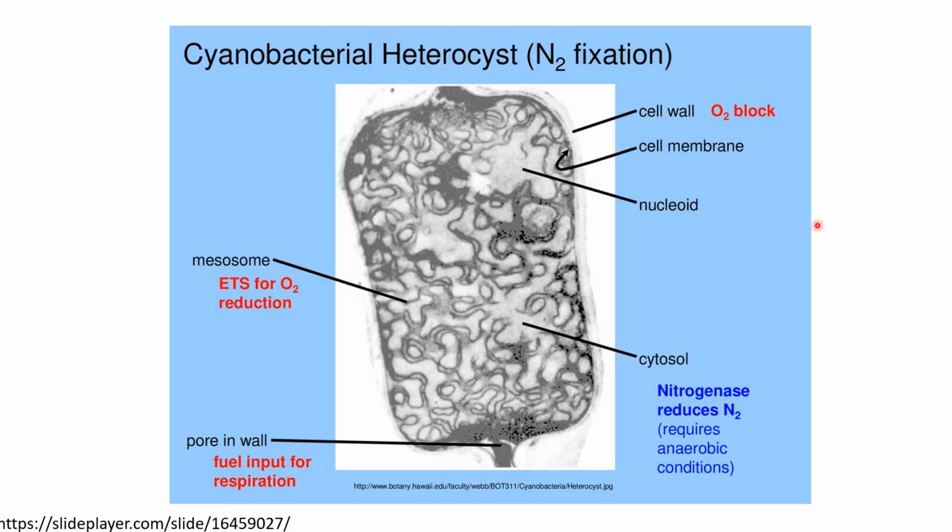Okay, so sometimes they also develop another structure, heterocysts, and this heterocyst is important for nitrogen fixation. Okay, so later I will explain why this heterocyst is a bit special.